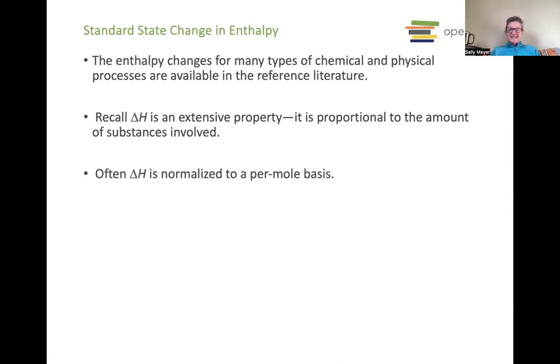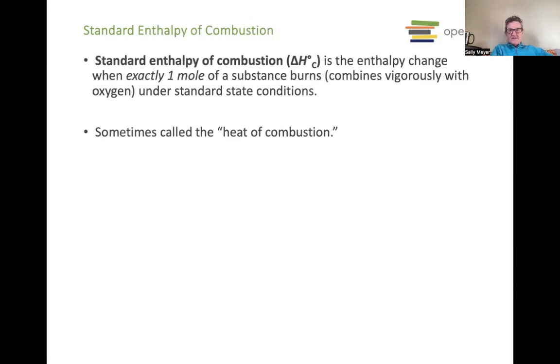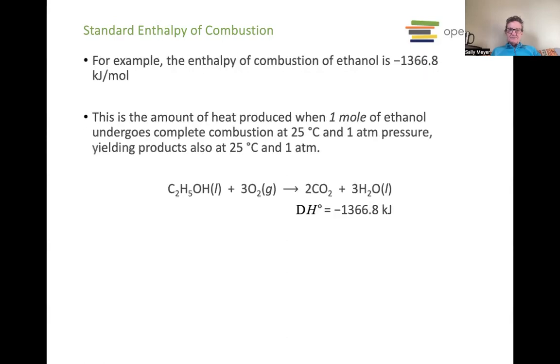And recall that delta H is an extensive property, so it's proportional to the amount of substance involved. And it's usually normalized to a per mole basis when you get it out of a table. So, for example, if we're talking about the standard enthalpy of combustion, it would be a delta H with the little knot sign C for combustion. And that would be the enthalpy change when exactly 1 mole of substance burns in an excess of oxygen under standard conditions. And so that's the heat of combustion.